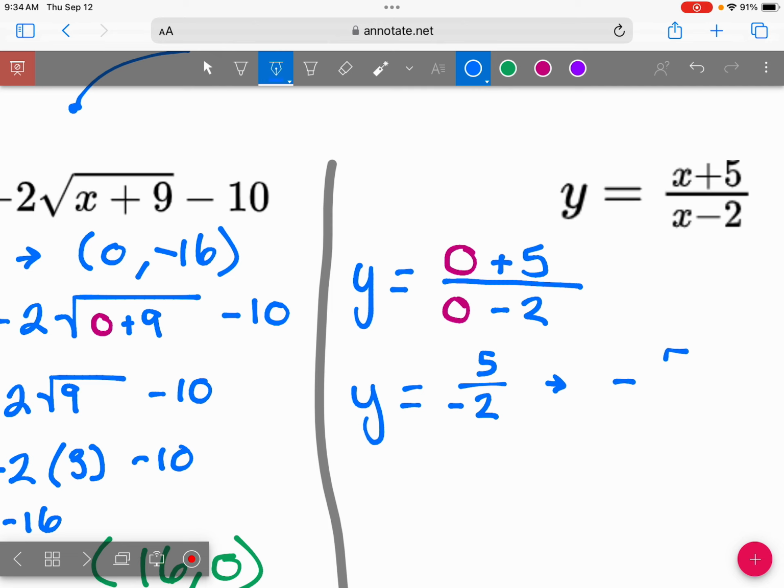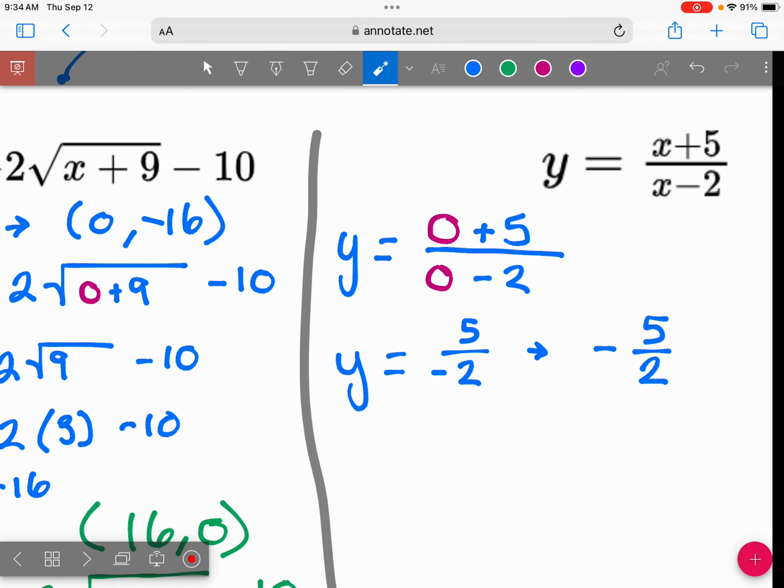Better grammar would be -5/2, or putting the minus with the 5. Either way is fine. I'm not mad at it. It's not wrong. This is better, but just barely. So our y-intercept is happening at the point (0, -5/2).